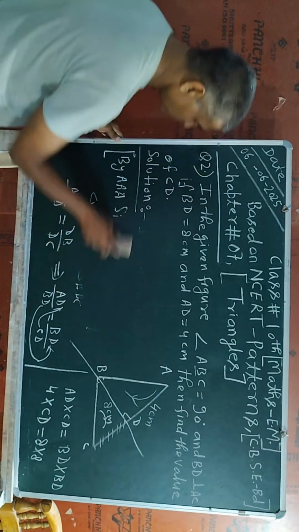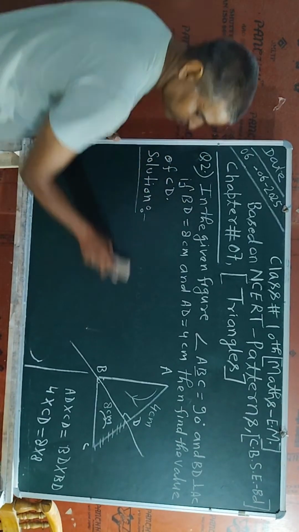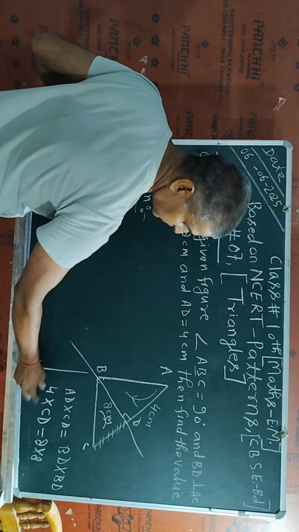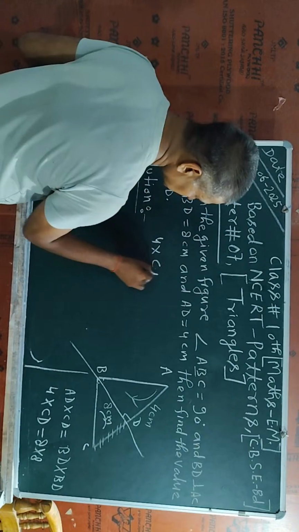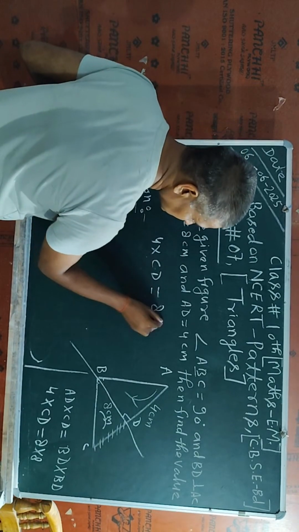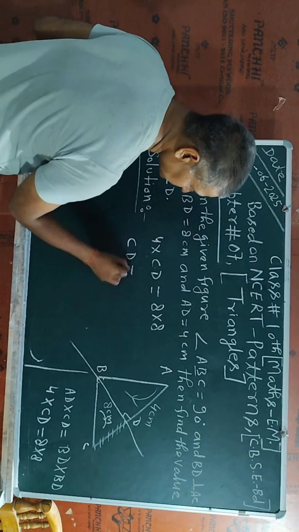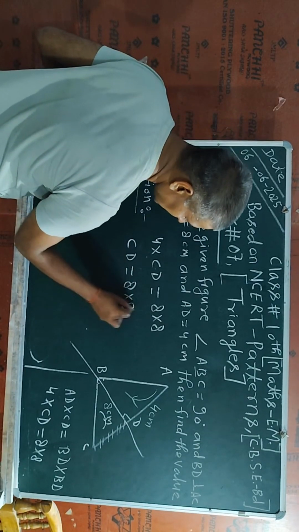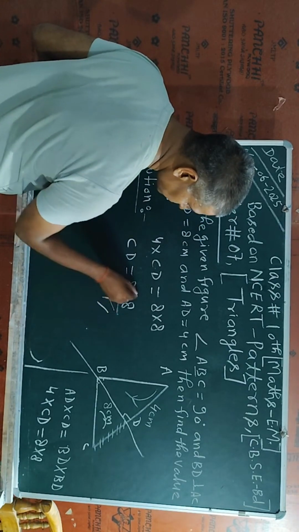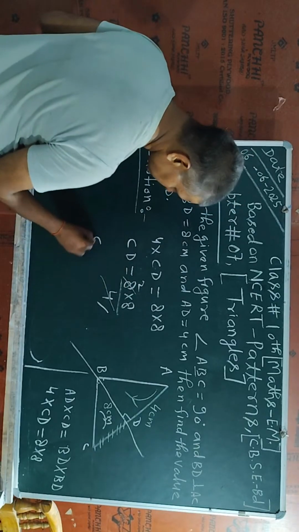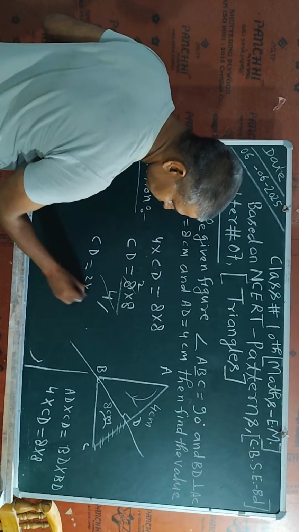So now further here I am going to delete this, and I will put these values the same. So here 4 into CD is equal to 8 into 8. I have written here. Now here I will put CD equal to 8 into 8 divided by 4. Now here I will say 4 ones are 4 and 4 twos are 8. I will write here the value of CD, which is equal to 2 into 8.